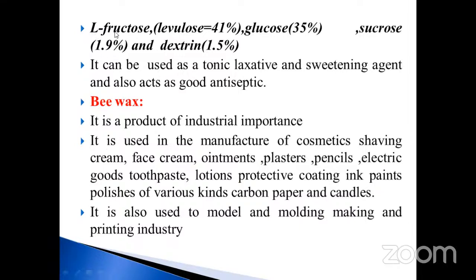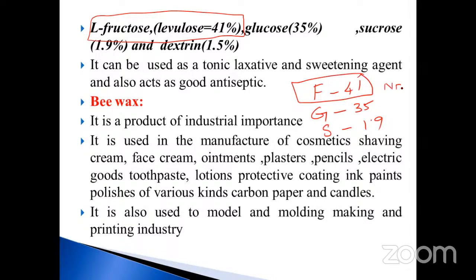See that fructose, also called L-fructose or levulose, is 41%, glucose 35%, sucrose 1.9%. Which one is the highest concentration of sugar molecule present in it? You have to tell which one is the correct answer. Fructose is the high content. Don't forget, my dear. This is also very, very important. So many times they ask these questions. Fructose is 41%, glucose is 35%, and sucrose is how much? 1.9%. So fructose is the high content. It is also asked many times in NEET: the honey contains which carbohydrate in highest content?